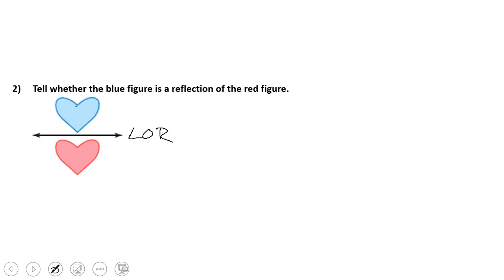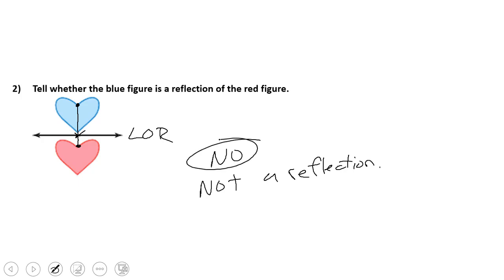Besides, if I measured from this point of the heart down to the line of reflection, is that the same distance as the corresponding point up? I say not, so no, this is not a reflection. It is not. All right?